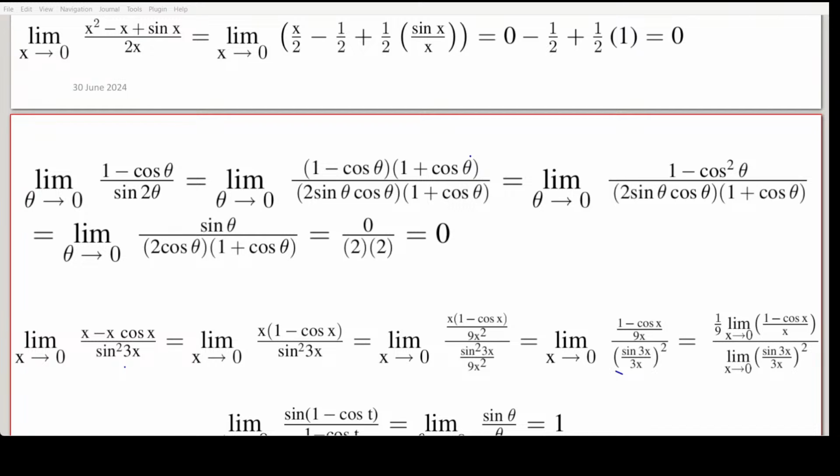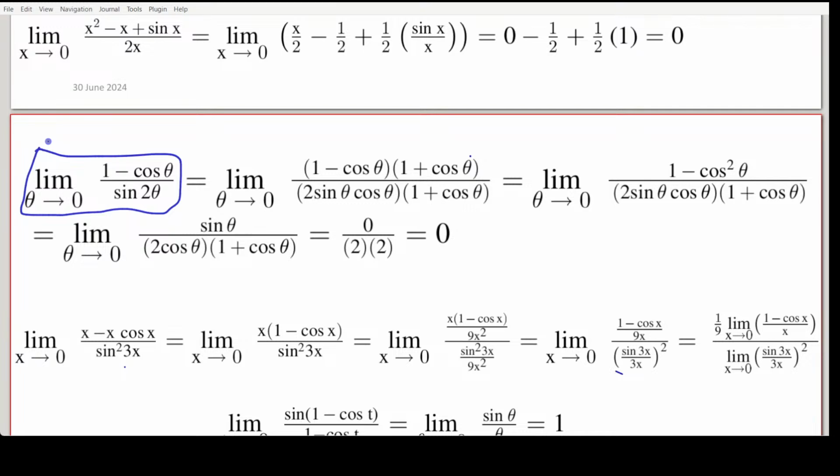Can you try this one? Yes, sir. Just try a bit. You just need to manipulate these ones to get in the format that you want. Okay, sir. So the answer is 0. You got 0? Yes, sir.